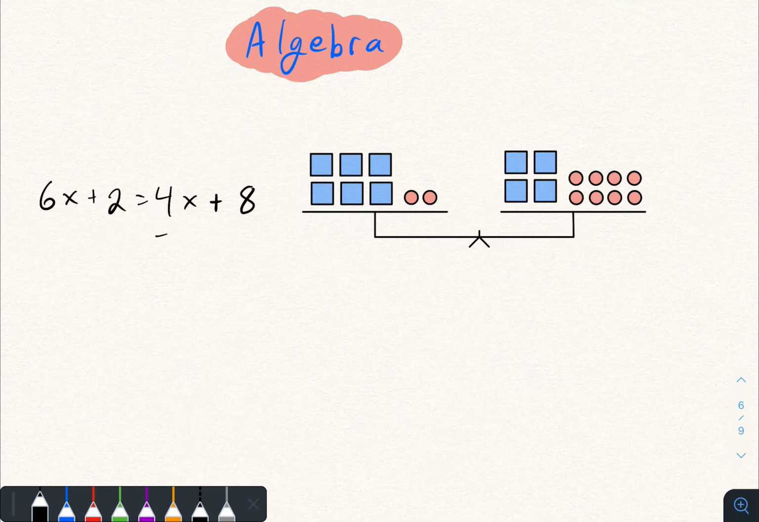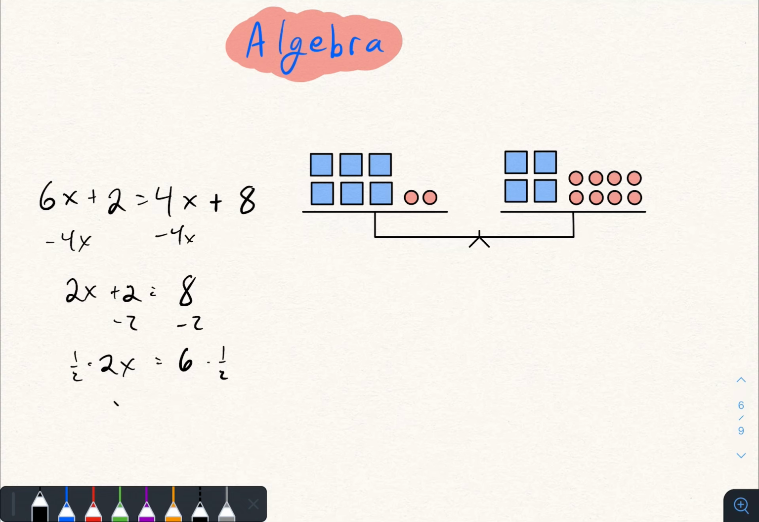So what we would do is subtract 4x on both sides. We'd be left with 2x plus 2 on the left and 8 on the right. And then we would bring all the constants to the other side. So we have 2x is equal to 6. And then we can divide both sides by 2. And so we get x is equal to 3. And so that's how we would go about solving it.